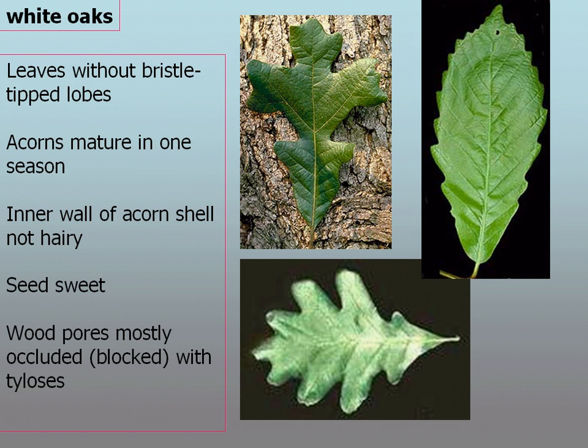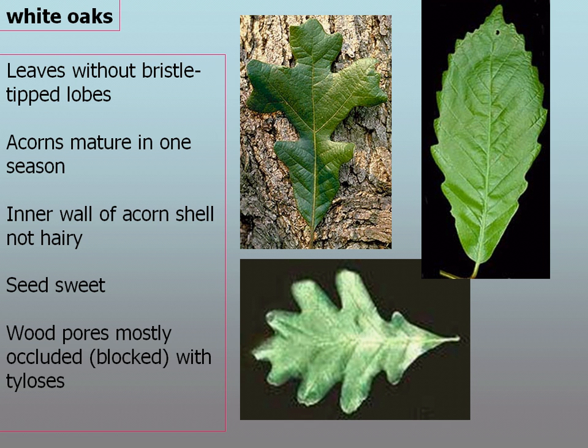White oaks typically have very rounded lobes that don't have bristle tips, similar to the finger-like lobes of white oak, Quercus alba. Their acorns mature in one season, and just using acorns for identification, which you often have to do in the winter, it's very important to know that the inner wall of white oak acorn shells are not hairy. So any of the acorns in the white oak group that you encounter in the woods should not have hairy acorn shells. If you're inclined to sample the acorns of white oaks, you'll find them somewhat sweet.